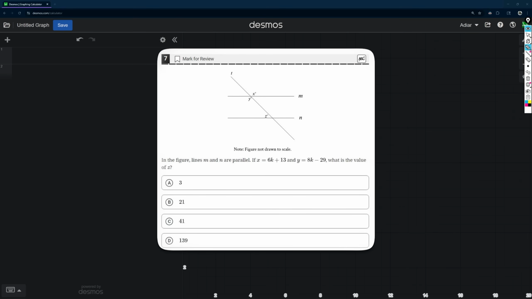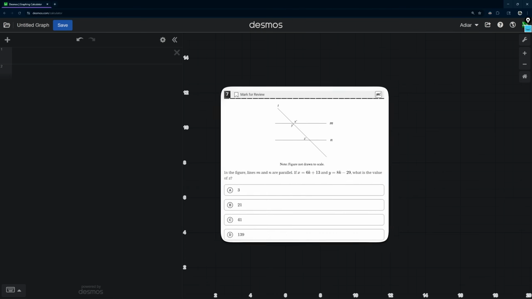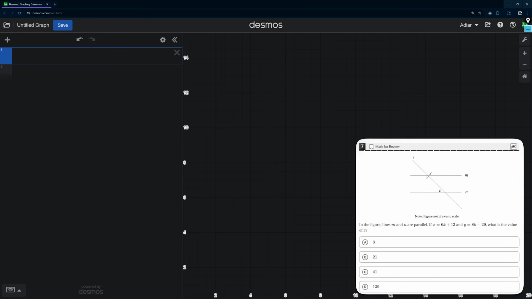So in this question, it says, in the figure, lines m and n are parallel. If x equals 6k plus 13 and y equals 8k minus 29, what is the value of z? So if we look at this question, we can try to figure out how x, y, and z relate.